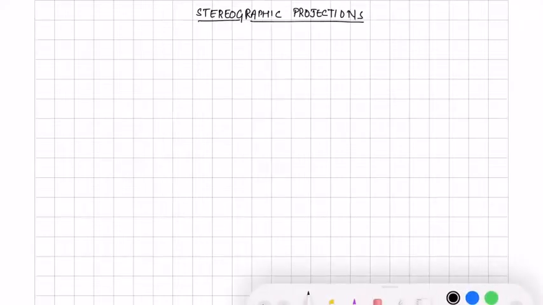Today we are going to study different types of stereographic projections for different crystal systems. So what are stereographic projections? They are basically 2D representation of 3D orientations of the crystal.